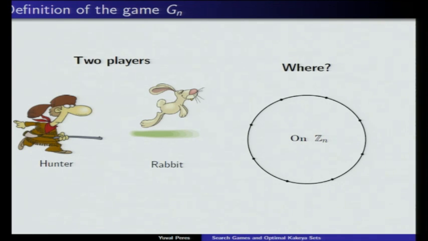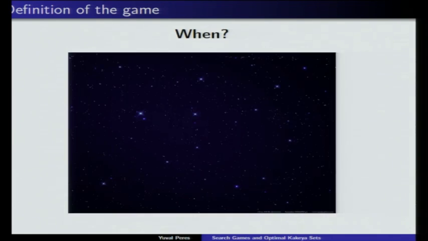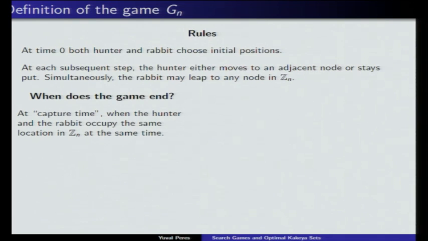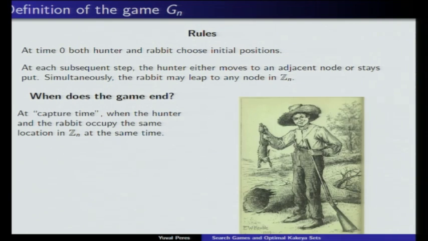Okay. So again, the hunter chooses a spot. The rabbit chooses a spot. They don't see each other, and they start moving. The rabbit by arbitrary jumps, the hunter only staying in place or moving to an adjacent site, until they land on the same site, and then the game is over. Okay. And so at time 0, they both choose initial positions. At each subsequent step, the hunter moves to an adjacent node, and the rabbit can go to any node, and the game ends at capture time.